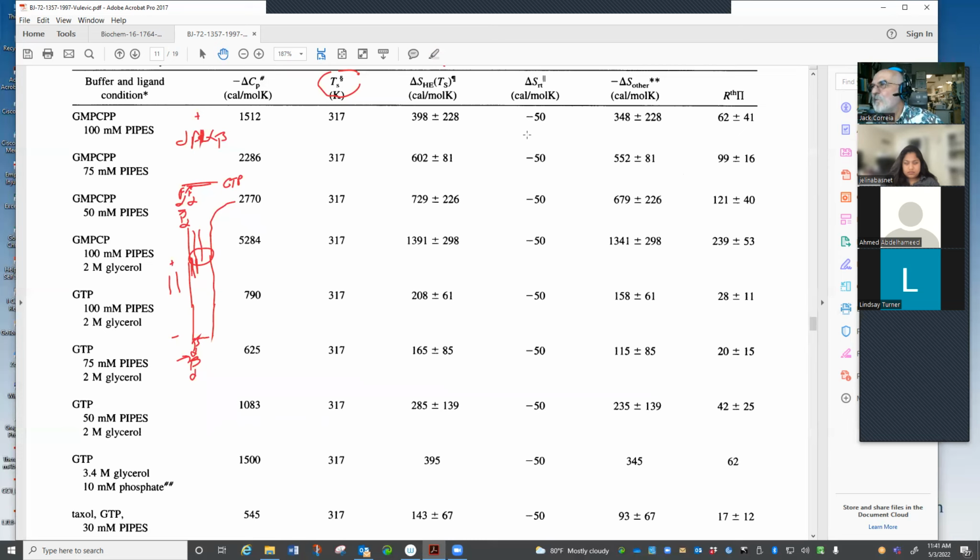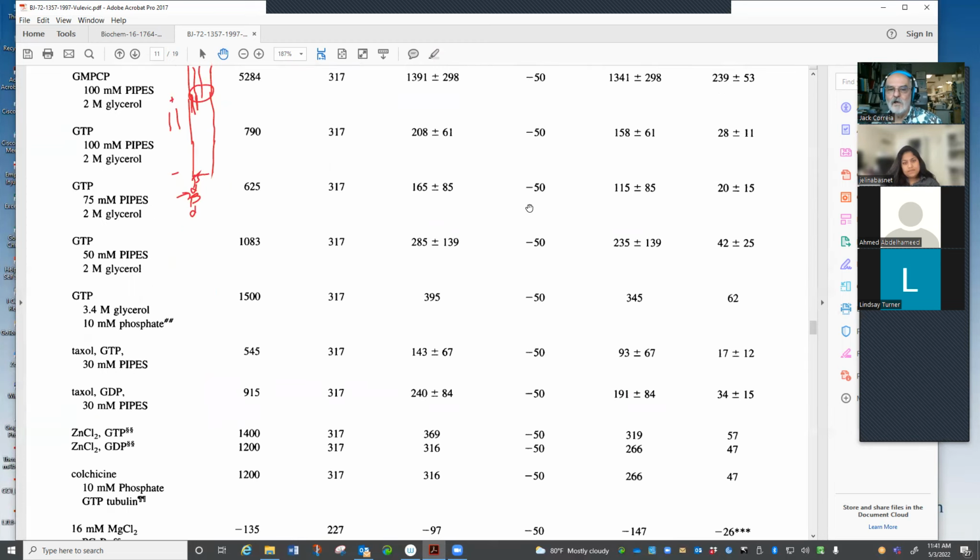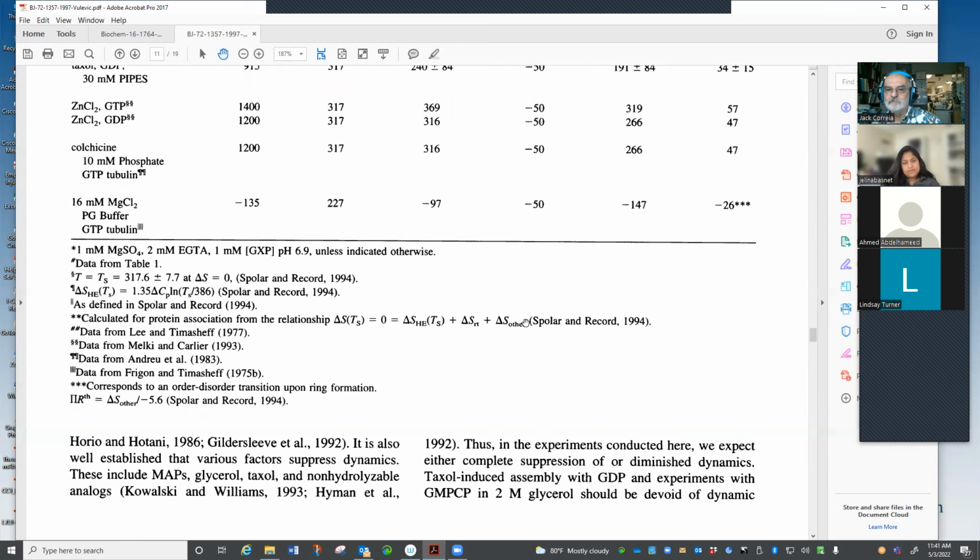That's the number more or less that Lee and Timashev, and Friggin and Timashev use. I think Friggin and Timashev actually used minus 60. Other papers discussed in this paper have values that are around minus 20 or 25. Notice it's minus. Loss of translational rotational freedom. So it's unfavorable, actually, from an entropic point of view. Okay. And then look back here at this formula. At this temperature, the total entropy is zero. Some of the entropy is coming from the hydrophobic effect. Some of the entropy is coming from the loss of rotational translational freedom.